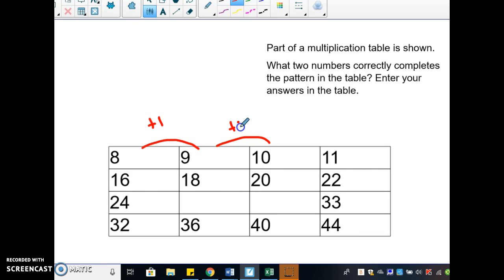And then I'm going to look at the second row. Let's see, for the second row, let's use a different color this time. I have 16, and then I have 18, then 20, then 22. It seems the pattern here is by twos.